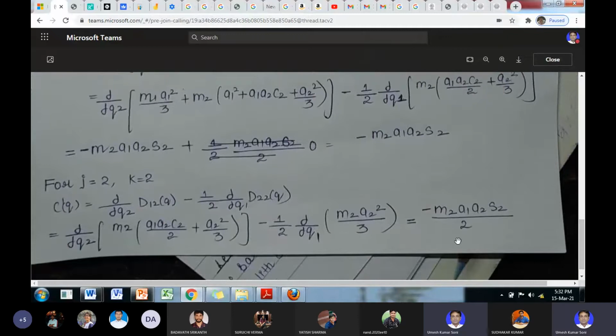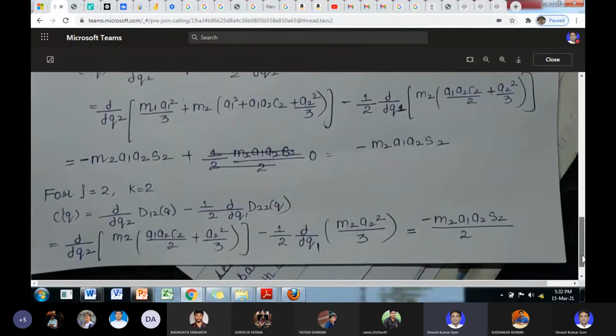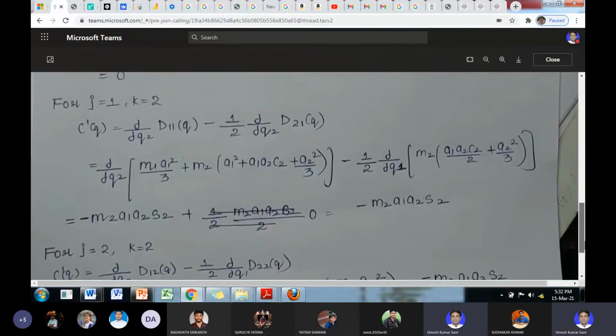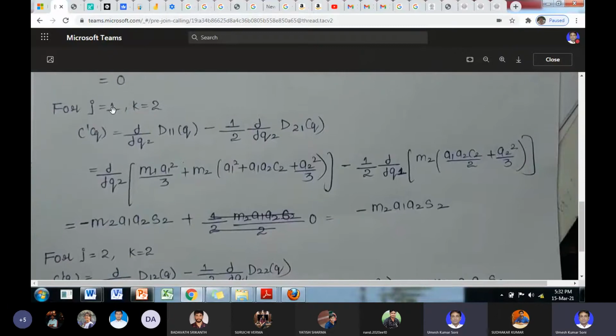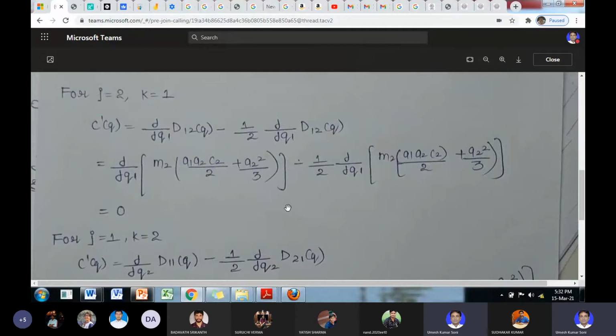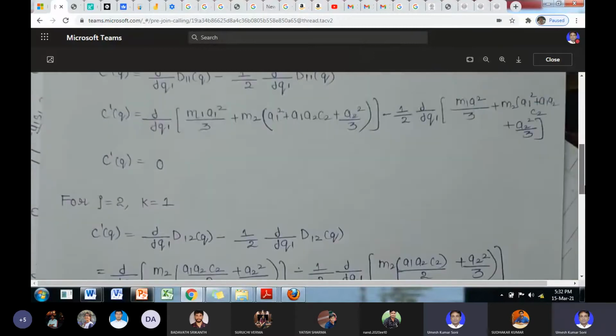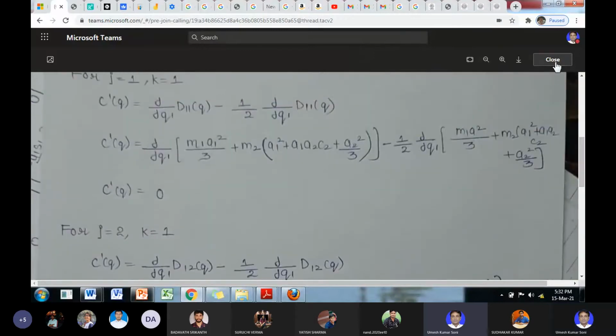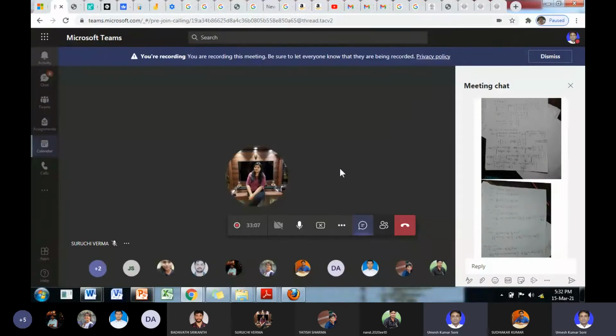Minus fourth element is minus m2 a2 a1 a2 by 2. Okay, minus 1 upon 2, that will be minus 1, and 2 1, this is minus 2 आएगा उसमें, and remaining items will be 0, 0 and 0. Suruchi, it is correct. So Suruchi has done the correct solution of this equation. And so what is the next step?